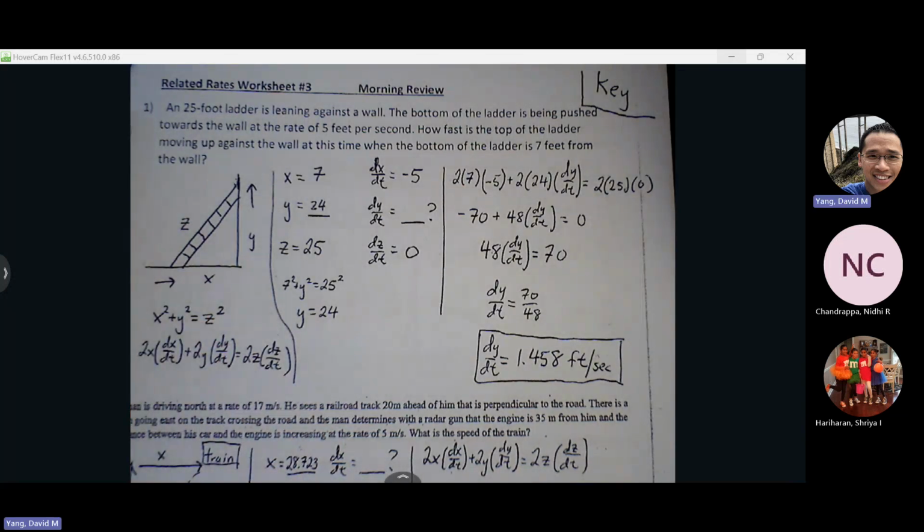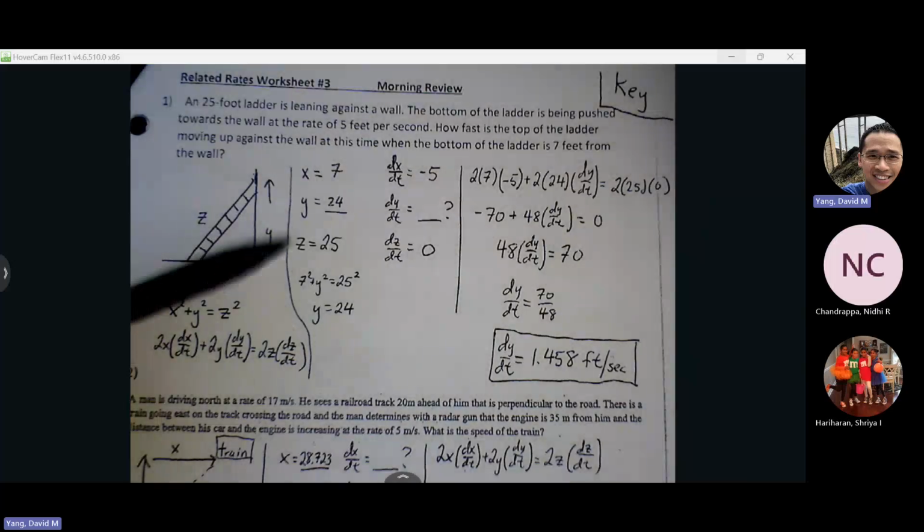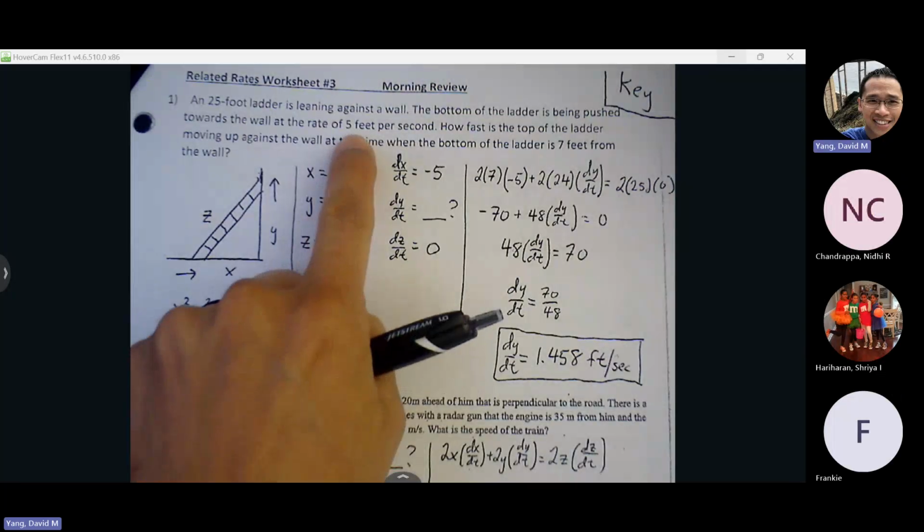Okay, let me just walk through number 1 here. This is one of the first related rates problems that we learn how to do with Pythagorean theorem. So a squared plus b squared equals c squared, and we find the derivative. All 6 variables will show up in our derivative. So we list them out: x, y, z, dx dt, dy dt, dz dt.